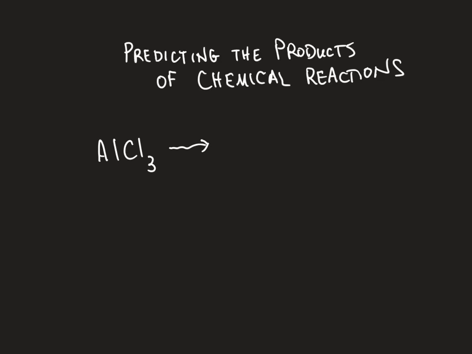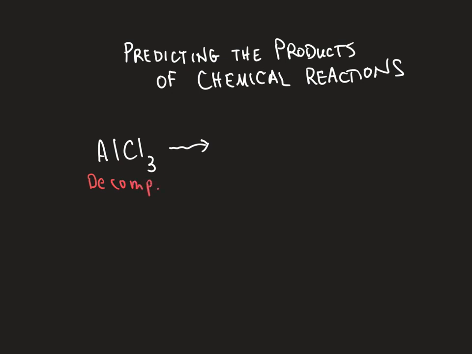Okay, we're going to go ahead and start talking about predicting the products of chemical reactions. And in order to predict the products of chemical reactions, you first have to be able to identify the reaction type that you're dealing with. The first type of reaction that we're going to deal with is a decomposition reaction. We can tell that this is a decomposition reaction because we have one reactant yielding products. And that one reactant is going to break down. So let's go ahead and label that decomposition.